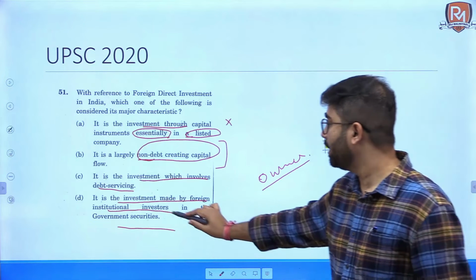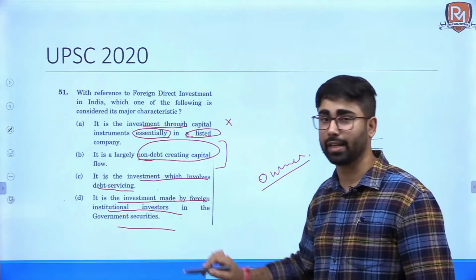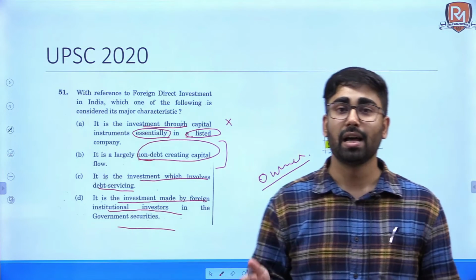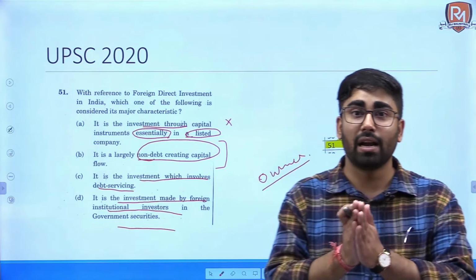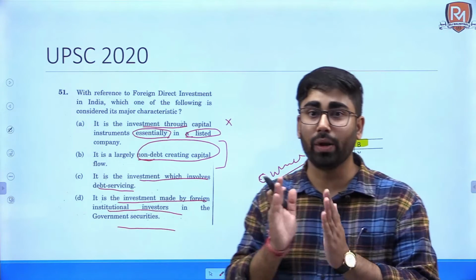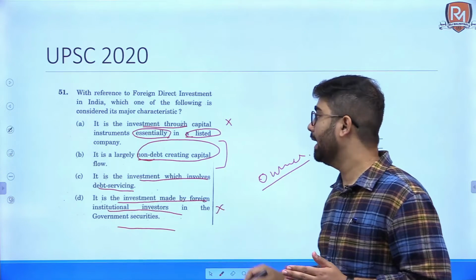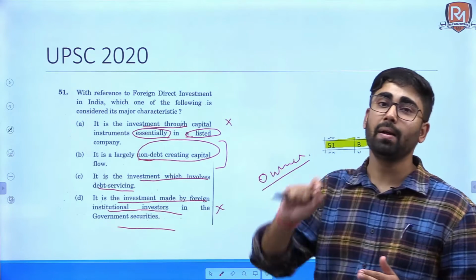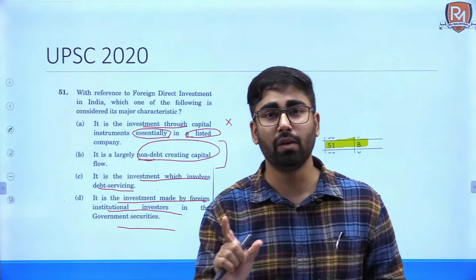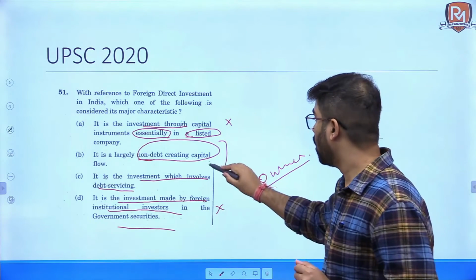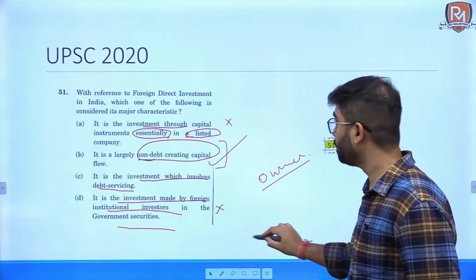The fourth statement, it is investment made by foreign institutional investors in government securities. The government securities are basically debt type, and we have seen that these are largely invested in equity to gain that ownership. So this statement is also incorrect. But we have seen that FDI is largely a non-debt creating capital flow, okay, non-debt creating capital flow, and hence the answer is B.